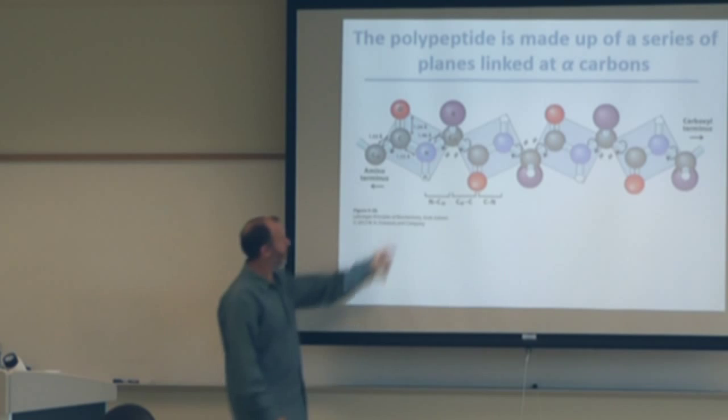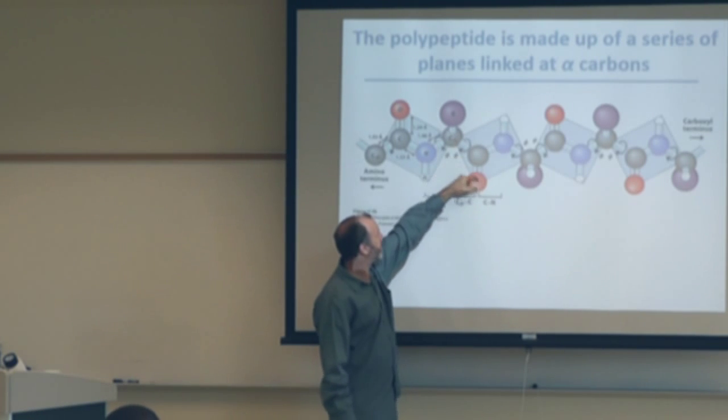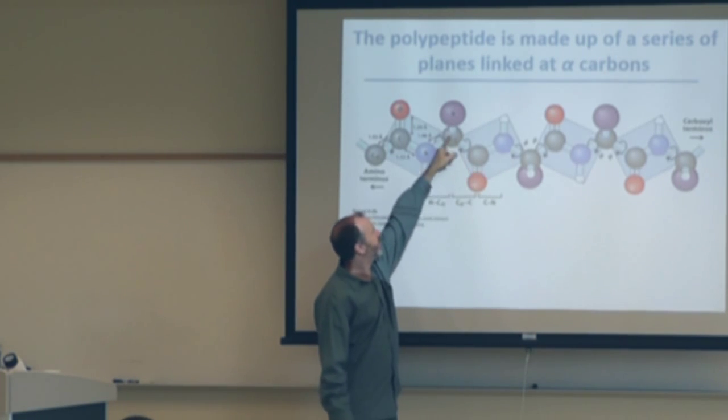So that's the one that's involved with the amide nitrogen and the alpha carbon. Psi is involved with the carbonyl and the alpha carbon.